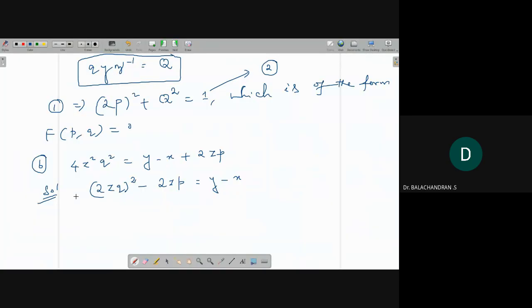Anybody? Just try it. Maybe I don't expect the correct answer. Sir, 4 we can keep the same itself, no sir. Only z and q the whole square we can put and solve, no sir. Okay, that is not a big issue here. You can keep 4 separately, no problem. But is that q whole square?